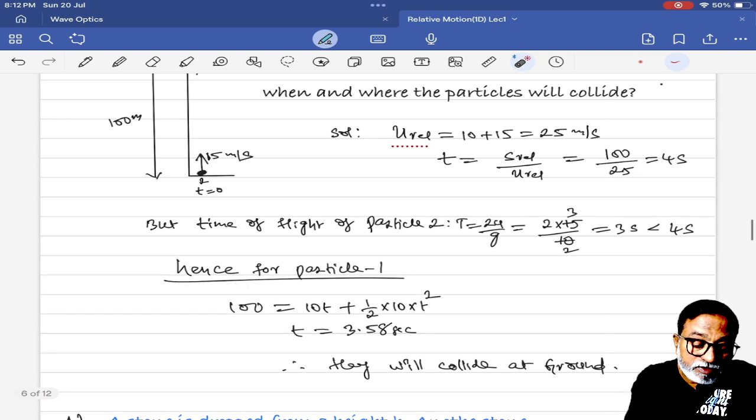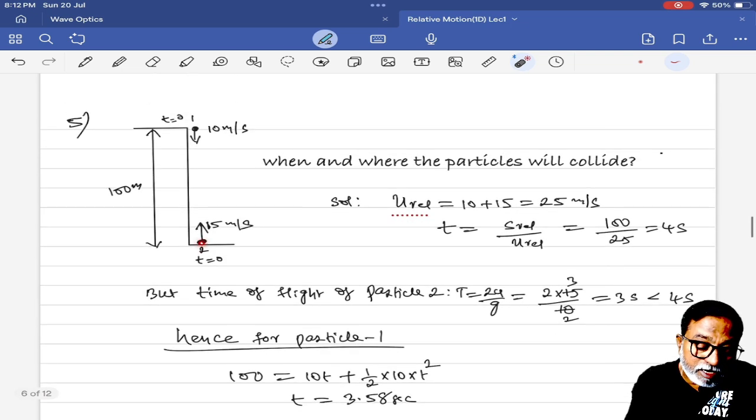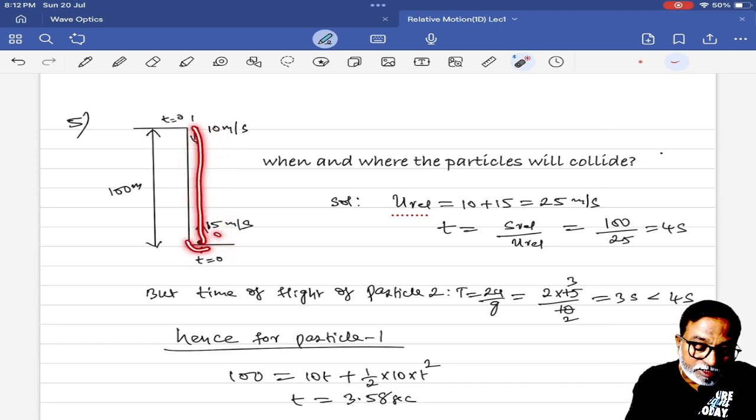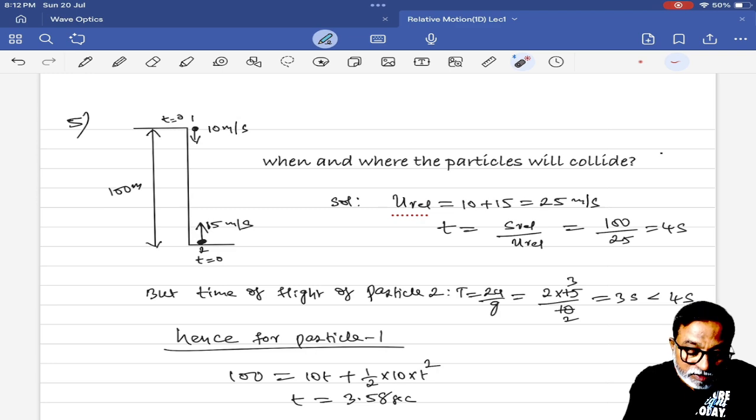So in this time the second particle has already gone up and come back. After 3.58 seconds of the first body, it will collide with, meet, the second body on the ground.